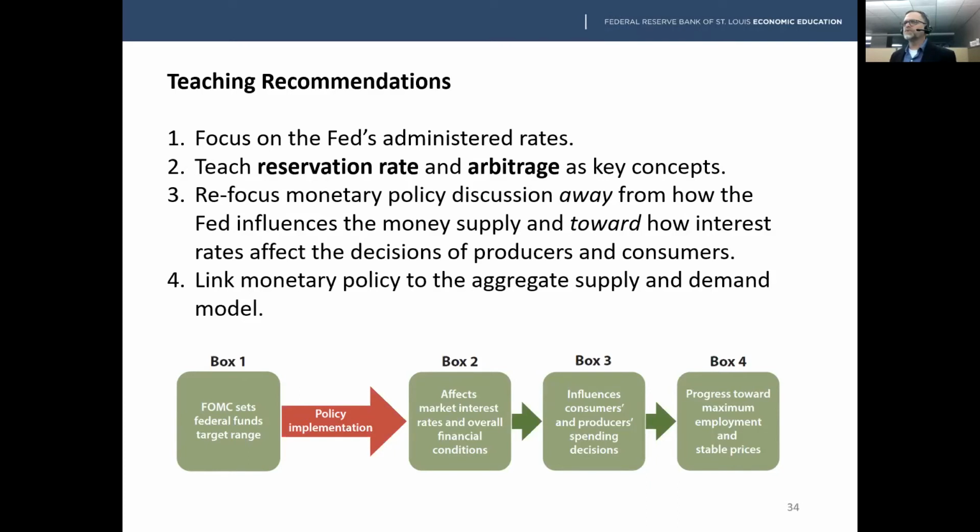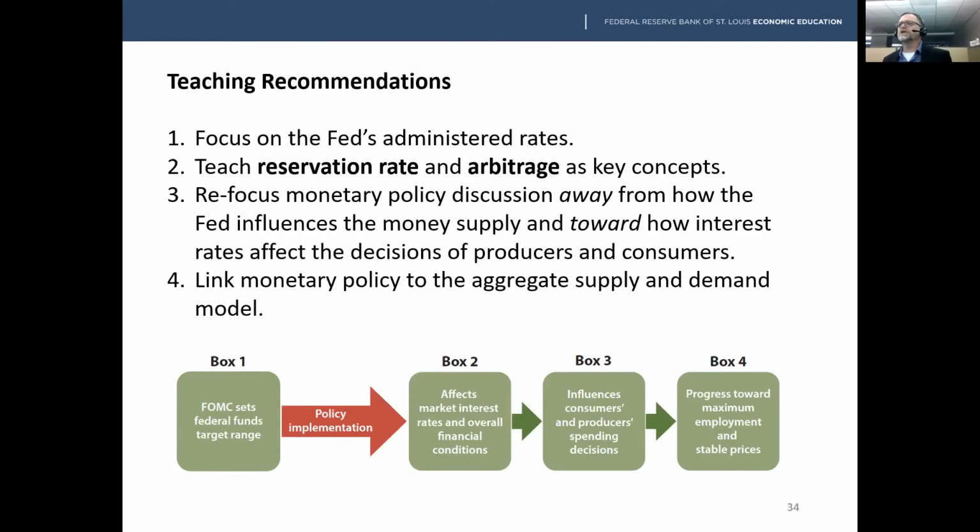Number three, refocus the monetary policy discussion away from how the Fed influences the money supply and tools, right? Many of our textbooks are built on this whole money supply framework. You have your money and banking chapter, and then you have the Federal Reserve chapter, and it's all about how the Fed influences the money supply to influence the broader economy. And while that may have been accurate a few decades ago, really policy decisions are focused on interest rates.